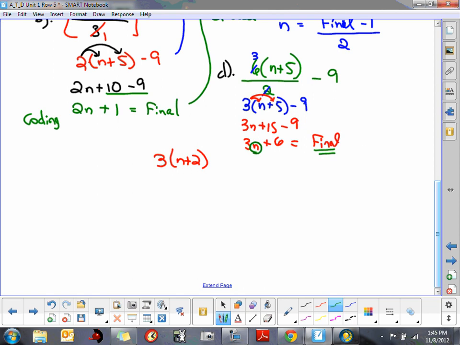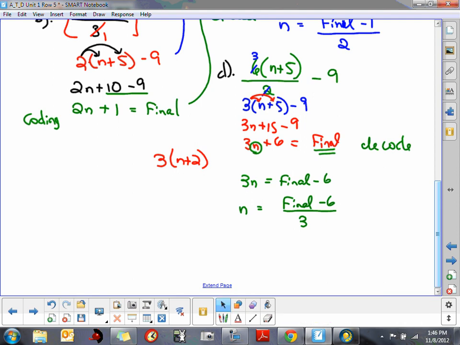So now let's decode. To decode, we first have to subtract the 6. So whatever the final number is, subtract 6, and then divide by 3. The decoding helps you get from your final number back to the start. If you report to me a final number, then I can guess what your starting number was. That's what n is, your starting number. Okay. So basically, we can do it either way.